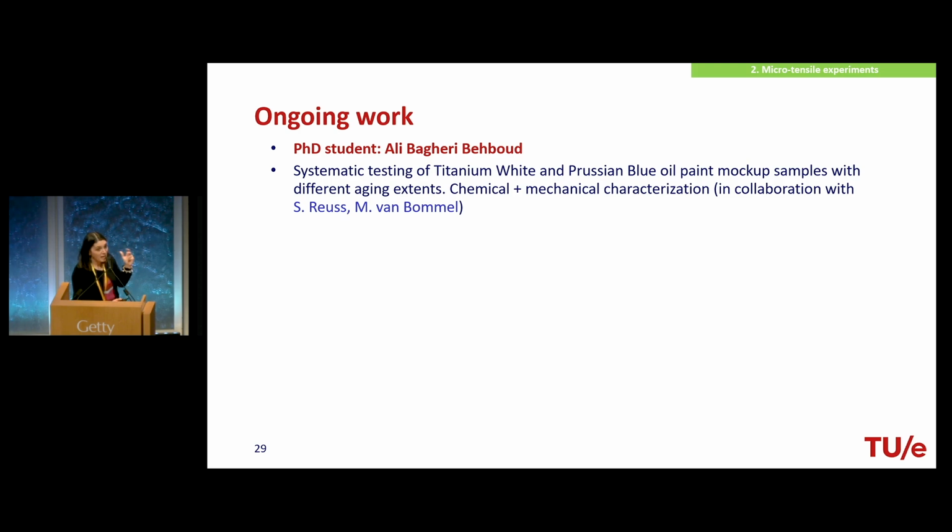As I said, we have developed the methodology, but now we will systematically test all the samples that we prepared, the Prussian blue and the titanium white. We will also try to do chemical analysis to see if there is some correlation between the chemistry and the mechanics, and this is work in collaboration with Susanne and her supervisor, Martin van Bommel.